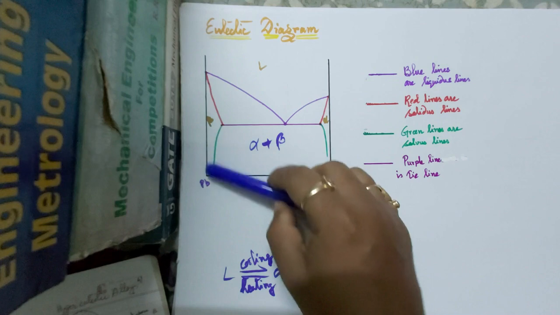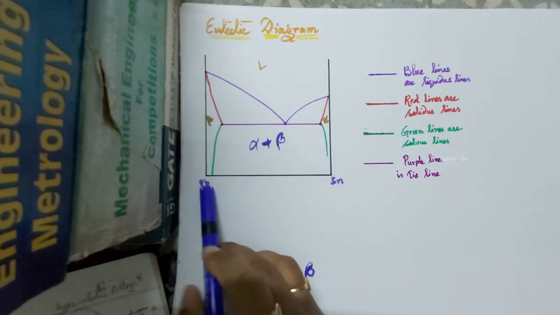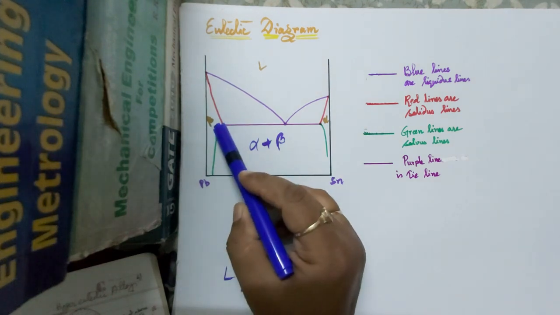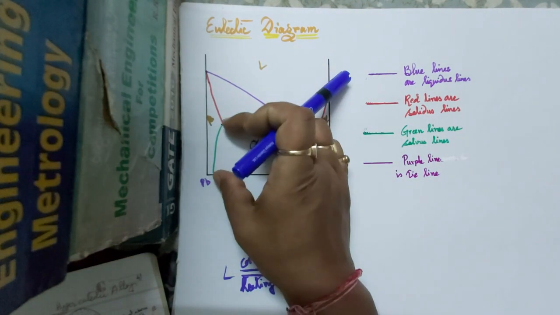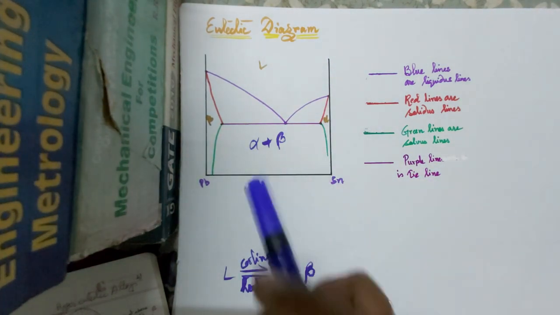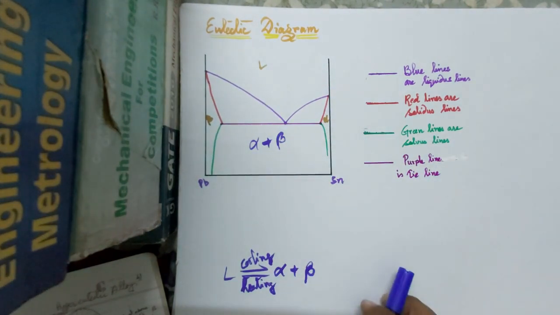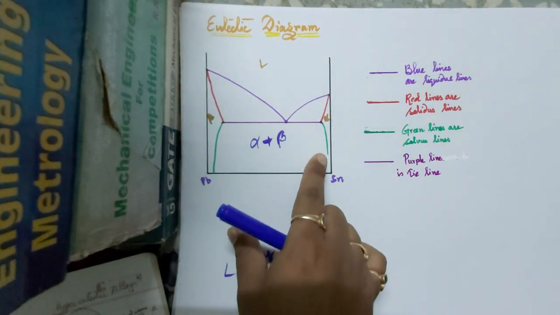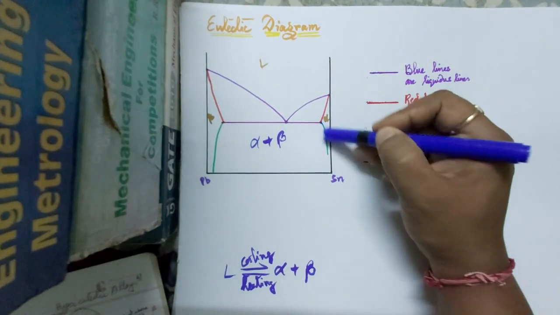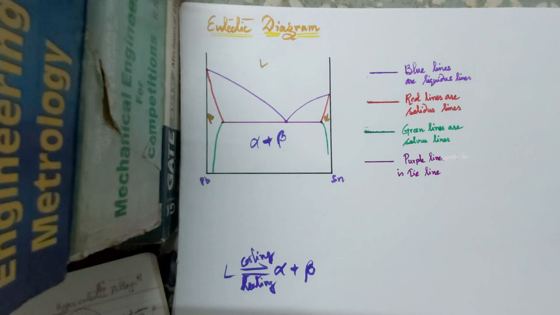For this one, we can say this is the solubility limit of Sn in Pb. So Sn or tin can be dissolved in Pb up to this solubility line, or Pb can dissolve in Sn up to this Solvus line. So these lines are the solubility limits of two different components.